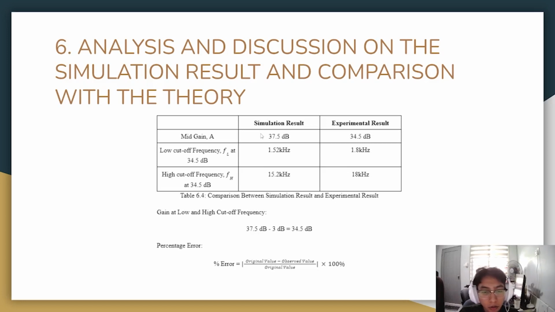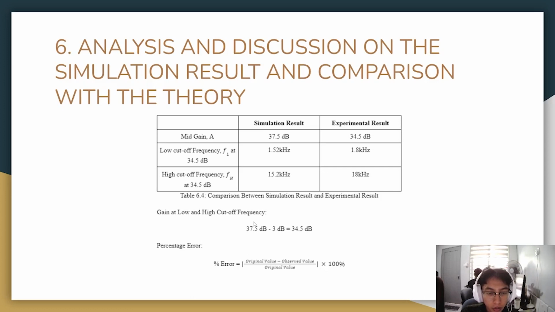And this is the comparison between simulation result and experimental result. For mid gain, simulation is 37.5, experimental is 34.5. For FL, simulation is 1.52 kilohertz, experimental is 1.8 kilohertz. And lastly for FH, simulation is 15.2 kilohertz and the experimental result is 18 kilohertz.